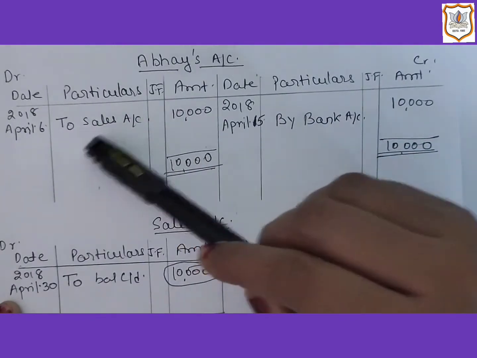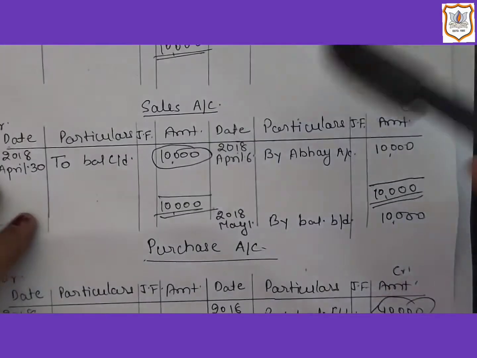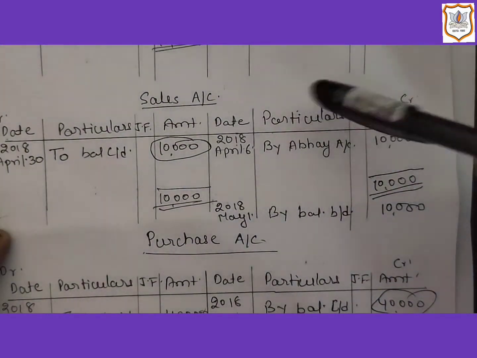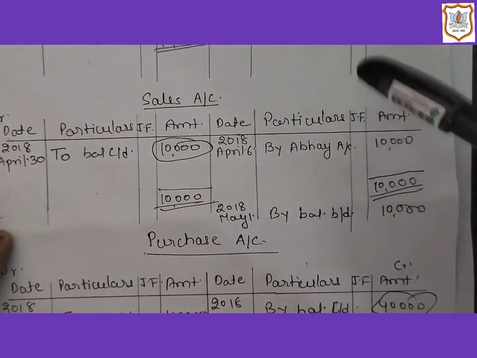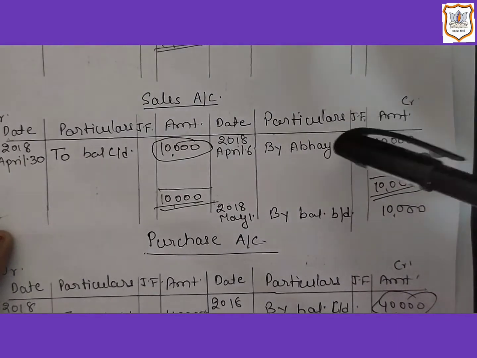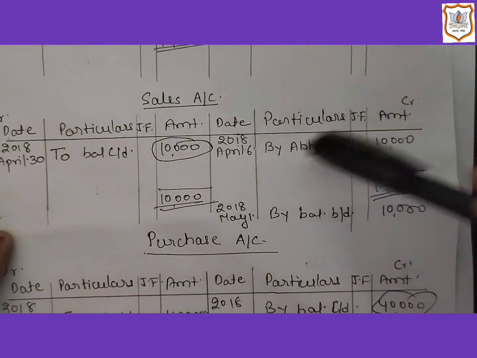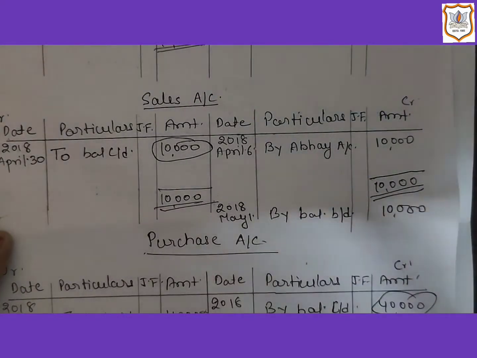So "To Sales Account". Then in the sales account, as in the entry the sales account is credited, we will record the amount on the credit side, and in the particular column, we will write the name of the account having an opposite effect, that is debit effect, and that is Abhay's account. So here we will write "By Abhay's Account".